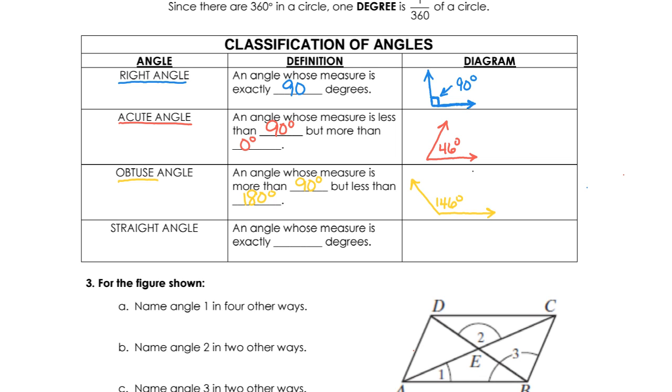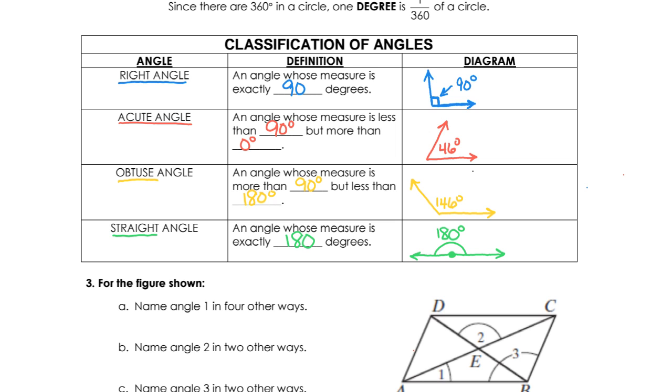Okay. And our final one is a straight angle. It's an angle whose measure is exactly 180 degrees. So if I take that 90-degree angle and I open it all the way up, it might look something like this, where its vertex is still here, but it's hard to see because it's open all the way. And this angle right here is known as a straight angle, and it's 180 degrees exactly.